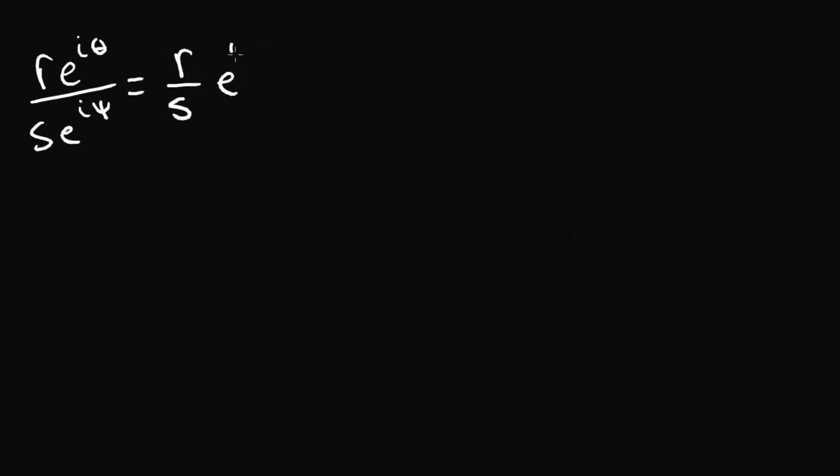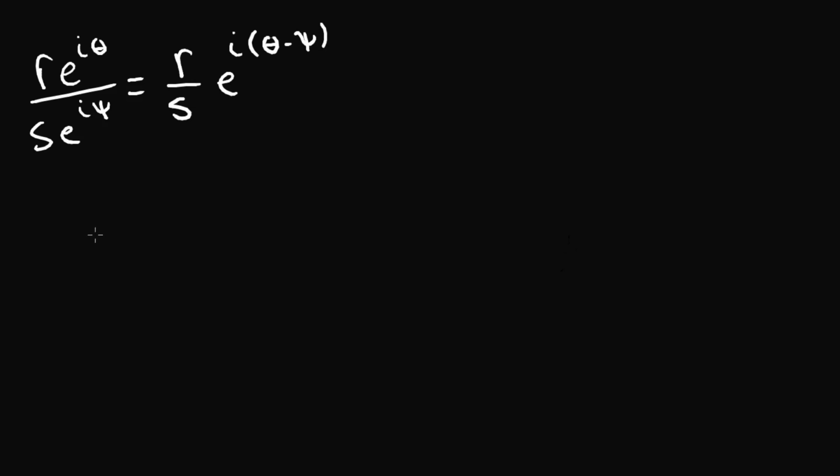Now let's talk about division, which is going to be just like multiplication but going in the opposite direction. So in general, if we have re^(iθ) divided by se^(iψ), well, this is just equal to r/s, so you divide the lengths, and then you do e^(i...), and then you subtract the angle.